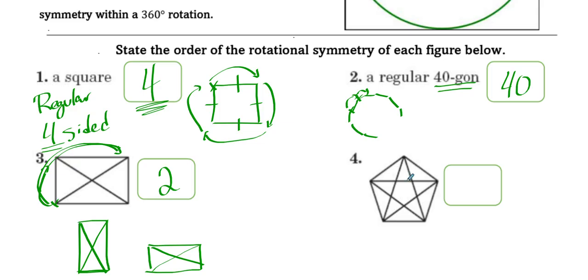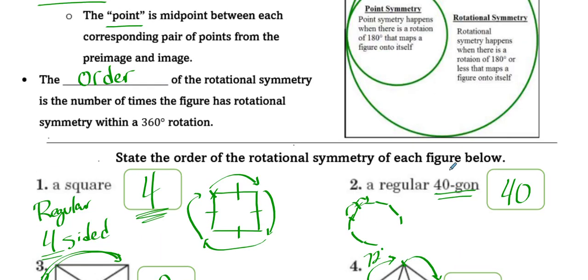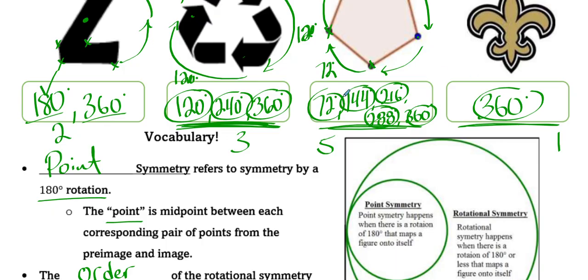The last one's called a pentagram. It's a regular pentagon with a star in the middle. I can go from there to there, rotating once, really rotating 72 degrees to end up with the exact same shape. 2 times, 3 times, 4 times, from vertex to vertex. You can rotate 5 times and end up with the same shape. It's really the exact same angles as what we saw there.